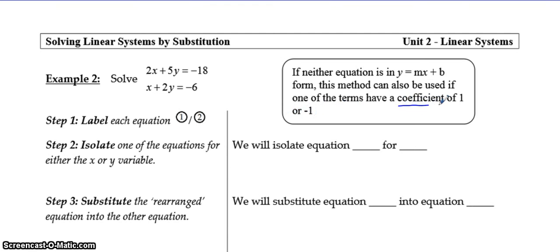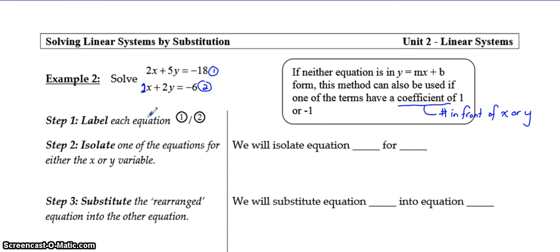Now remember, coefficient means the number in front of x or y. So that's 2x, that's 5y, that's 2y, and this is just x. So that's basically 1x. So that means, because we have a coefficient of 1, this would be a good question to use substitution on. So let's label this equation 1 and equation 2.